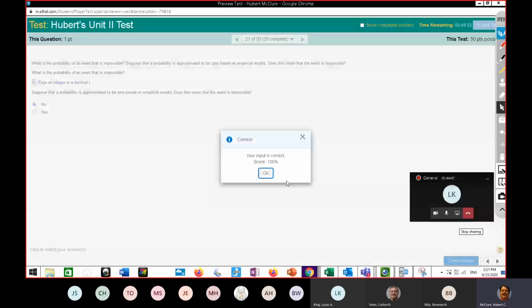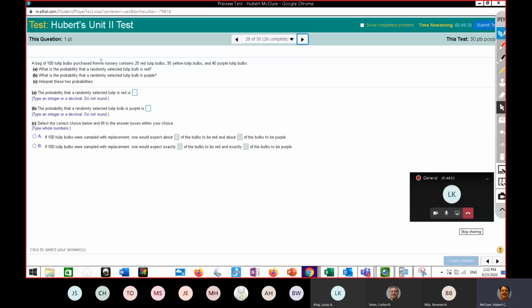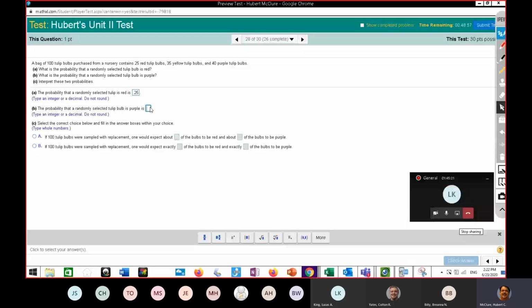A bag of 100 tulip bulbs purchased from a nursery contains 25 red, 35 yellow, and 40 purple. So that means that your denominator is what? That'd be 100. What is the probability that a randomly selected bulb is red? It'd be 0.25, right? Because there's 100 bulbs. Purple, 0.40.